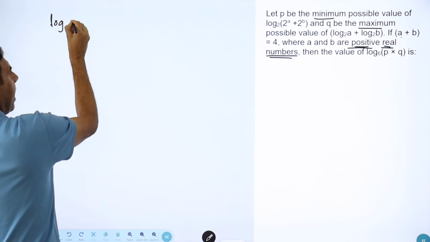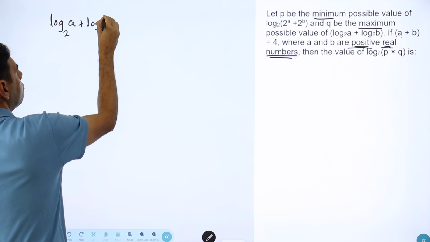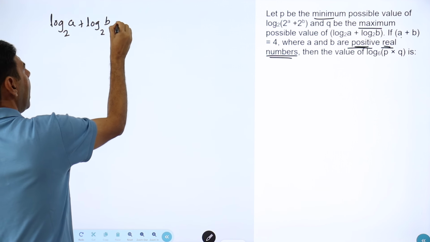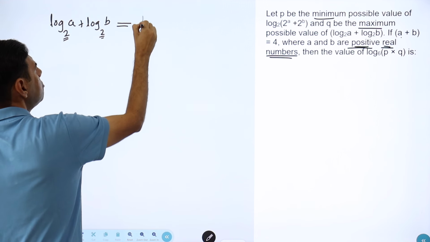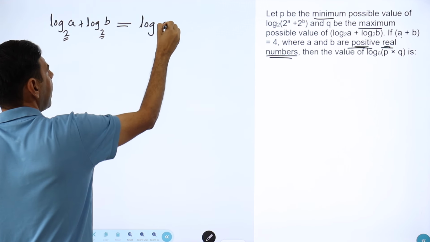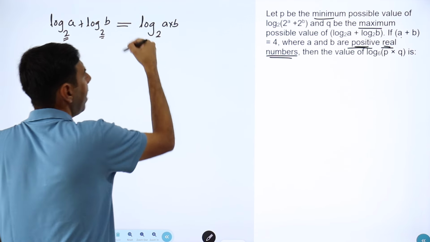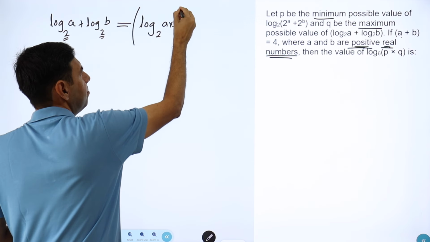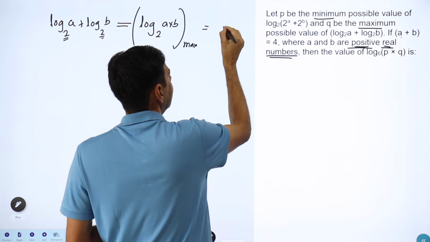So log of A to the base 2 plus log of B to the base 2 should be directly, the base is same, it's log plus log. You should have confidence, students, at log of A into B to the base 2. And we need the maximum value of this. The maximum value of this is Q, right? Q is given the maximum.